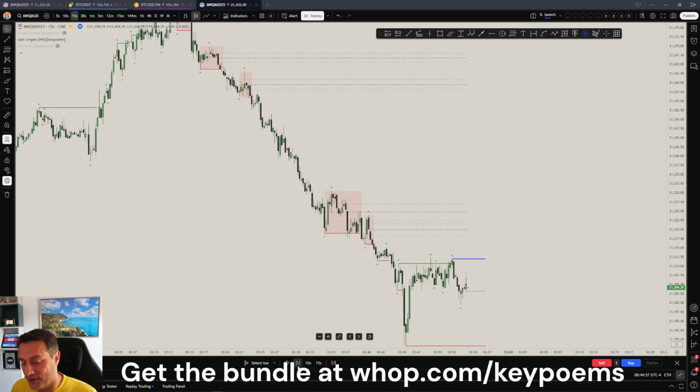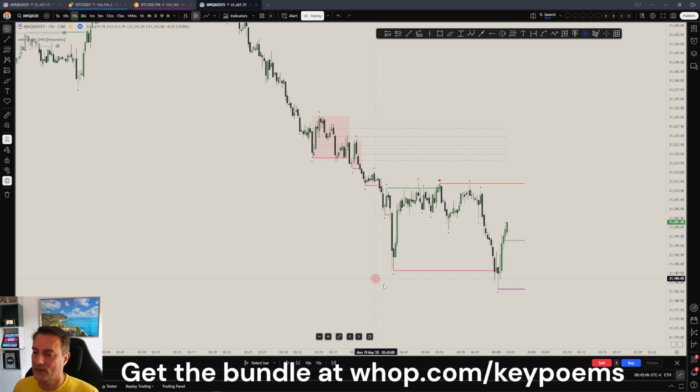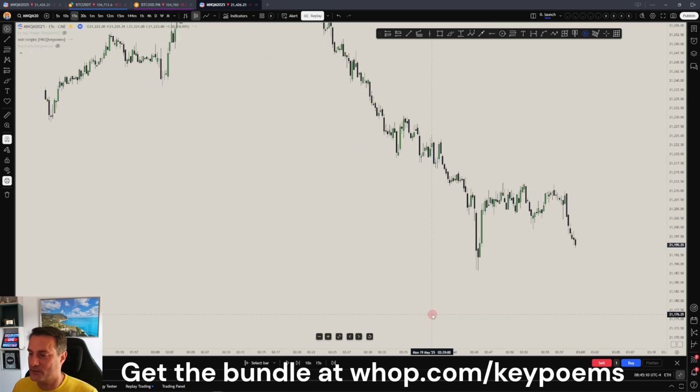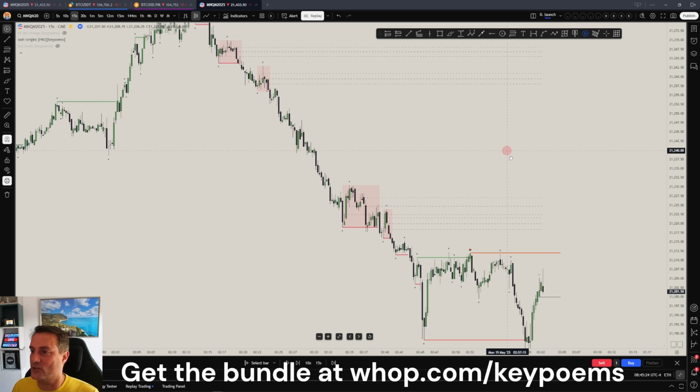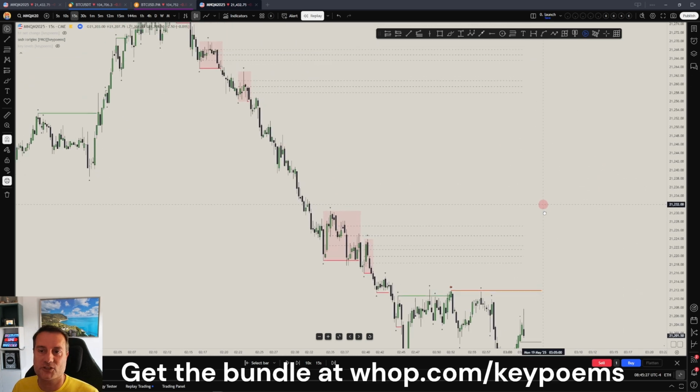And I was working on alerts. They're not there yet, where you could be alerted when an unmitigated zone is hit. See what happened there? Let me show you. So we created a new zone, and then we came down to mitigate it. And when it was mitigated, the line disappeared. Okay. This is basic market structure stuff, right?